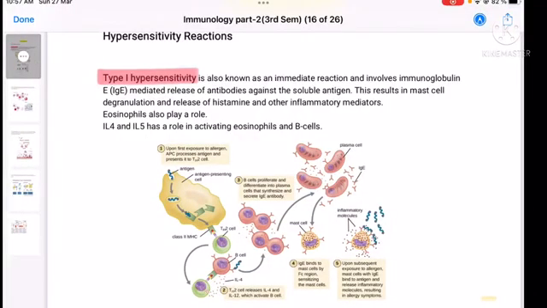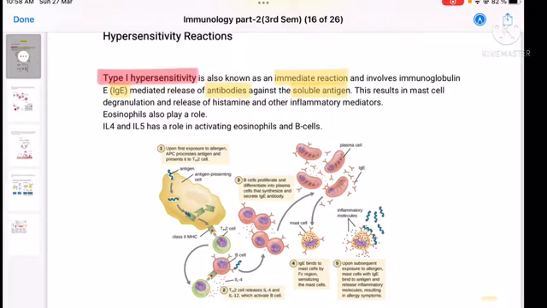Type 1 hypersensitivity reaction is also called the immediate type of reaction and involves immunoglobulin IgE mediated release of the antibodies against a soluble antigen. So in this type of hypersensitivity reaction, when the antigen enters into your body, that causes activation of the B cell or our immunity system to release antibodies. Which type of antibodies? IgE antibodies. So hypersensitivity type 1 reaction is mediated by the antigen and IgE antibodies.